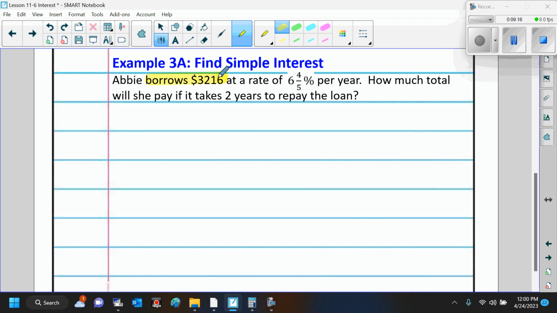Very good. What else is important? Is that the rate of 6 4/5% per year? Very good. And what else is important? Right. It takes 2 years to repay the loan. Now, be careful, you guys. What are they asking us?